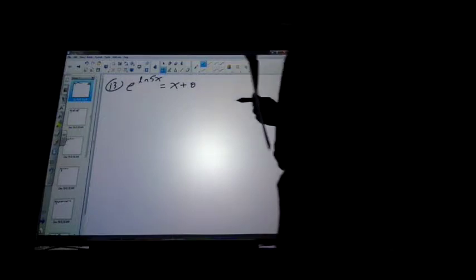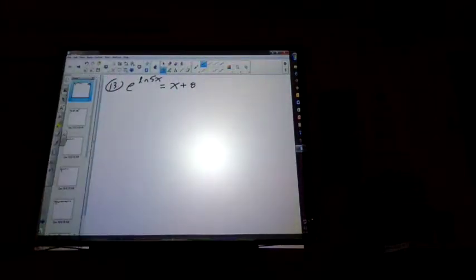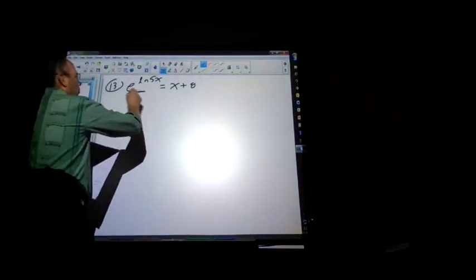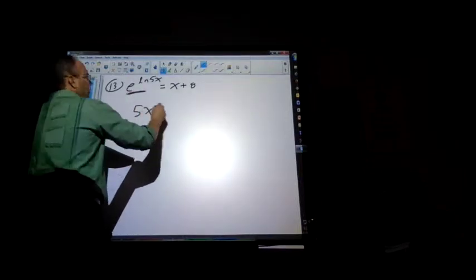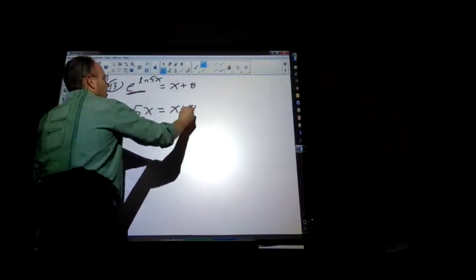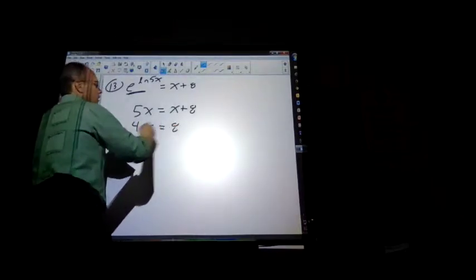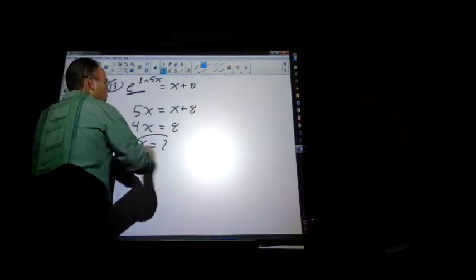Number 13, it is that simple because you have e and ln, e raised to the ln, which means things are going to cancel out. So I'm just going to get the 5x. So I don't even have to do anything more to the side. I just get 5x is equal to x plus 8. And then solve it. So subtract that. So I get 4x equals 8. x is equal to 2.